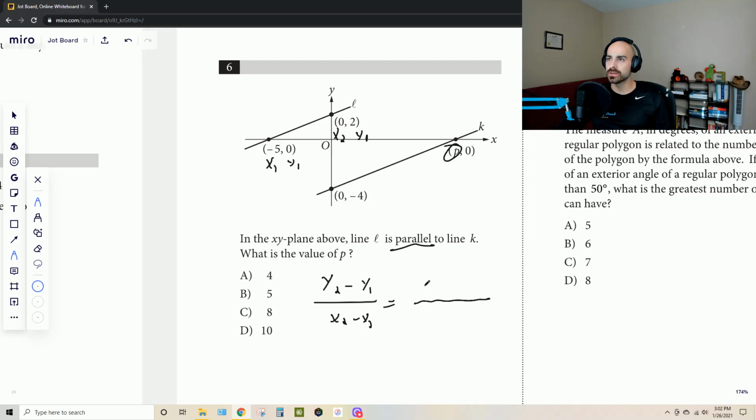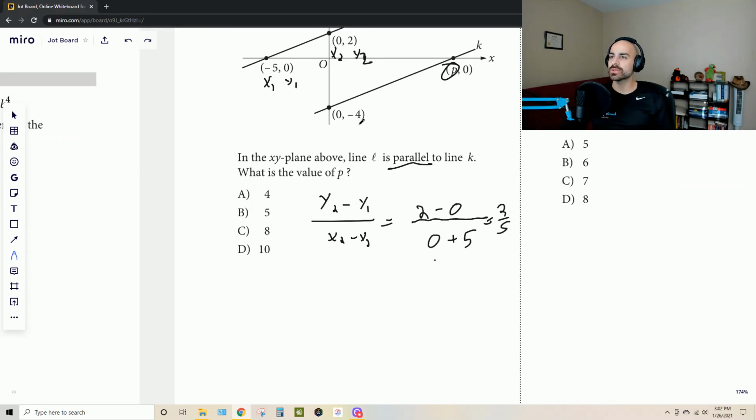So what we see here is, this needs to be y2. So this becomes 2 minus 0 over 0 minus negative 5, which just becomes plus 5. And we see that our slope is actually equal to just 2 over 5. That means that this slope is also 2 over 5. Now, you could say, let me just rise 2 over 5, rise 2 over 5 until you figure out what P is. You could do that. You can also use this method, which is a lot more universal.